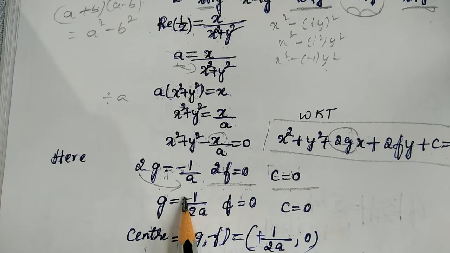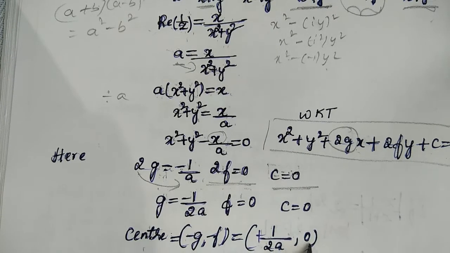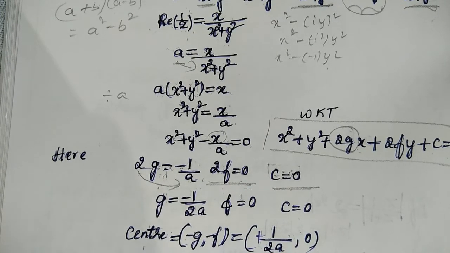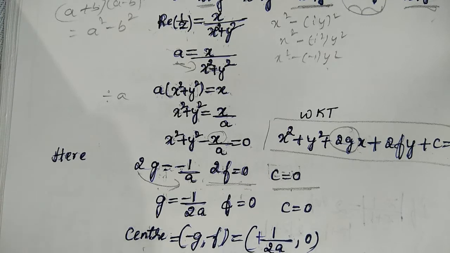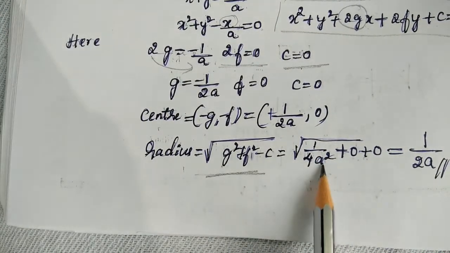So here already we have minus, so minus into minus becomes plus 1 by 2a comma 0. Next, radius is what? Square root of g square plus f square minus c. So substitute in place of g 1 by 2a. So 1 by 2a whole square is what? 1 square is 1, 2a square is 4a square. Sorry. So this is the radius part, 1 by 4a square.